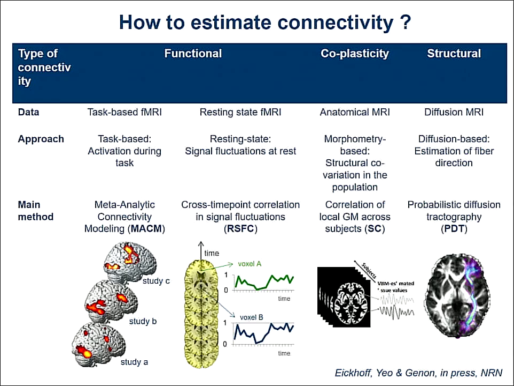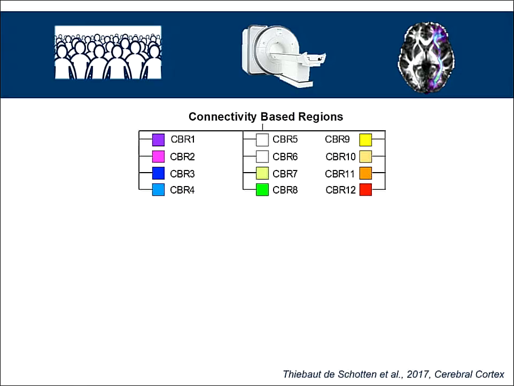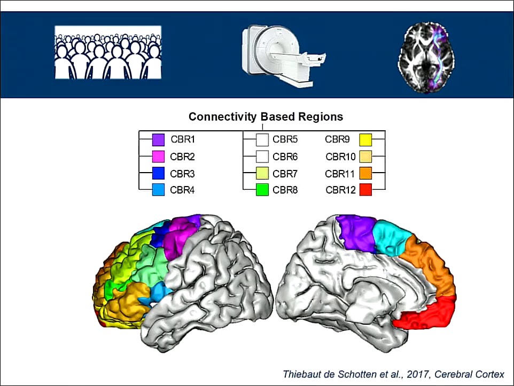And the main approach that has been used in the literature based on structural connectivity for parcellating the brain is probabilistic diffusion tractography. And so it has been used for defining different brain areas. And for example, here Thiebaut de Schotten and collaborators have parcellated the frontal lobe into 12 regions based on connectivity inferred from structural connectivity.